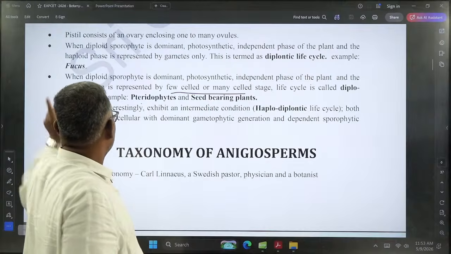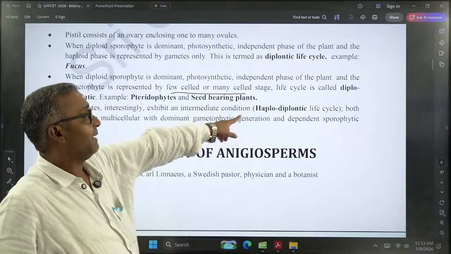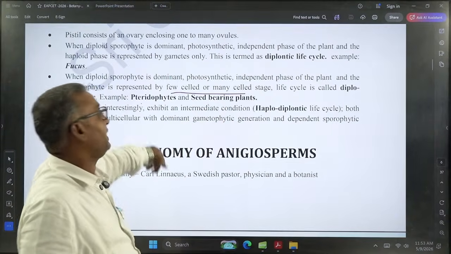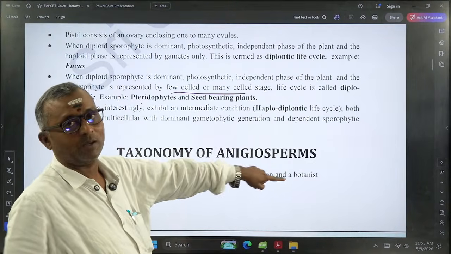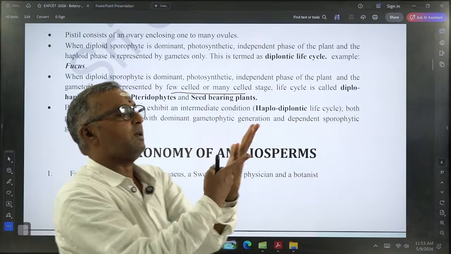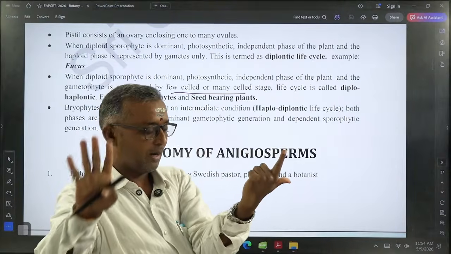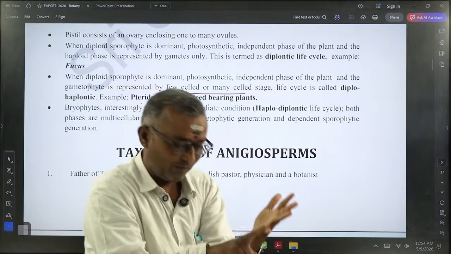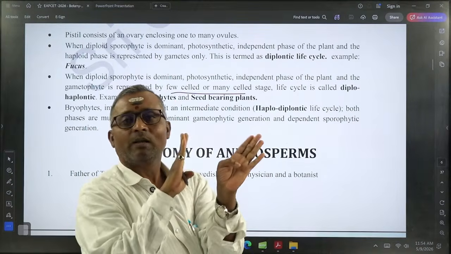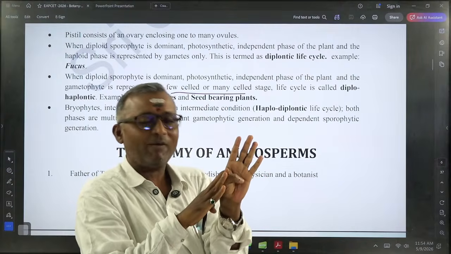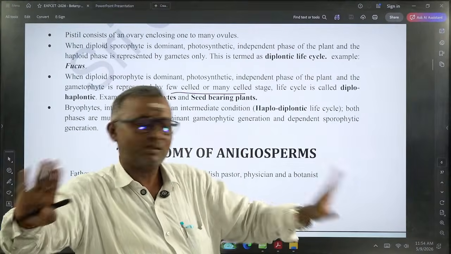Whereas bryophytes exhibit what kind of life cycle? Intermediary condition, like they have haplodiplontic life cycle where gametophyte is dominant and the sporophyte depends on gametophyte. So just remember the examples: pteridophytes, gymnosperms, angiosperms have diplohaplontic life cycle, whereas bryophytes haplodiplontic life cycle, Fucus diplontic life cycle, then Spirogyra, Volvox, like most of the algae, have haplontic life cycle. Just remember these examples, that's enough.